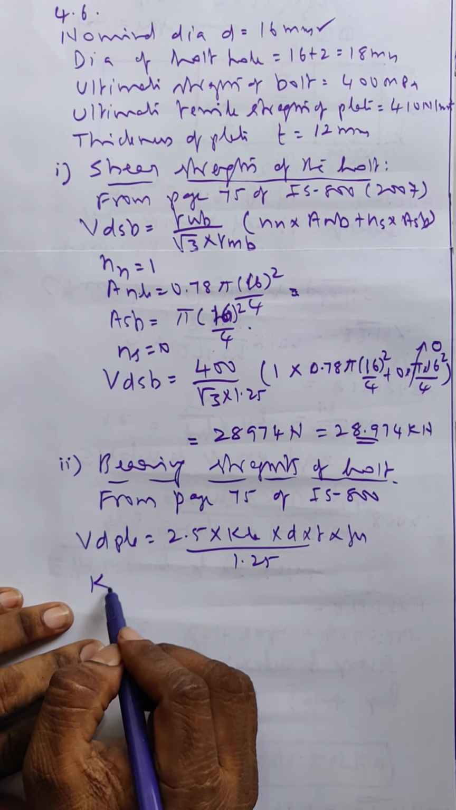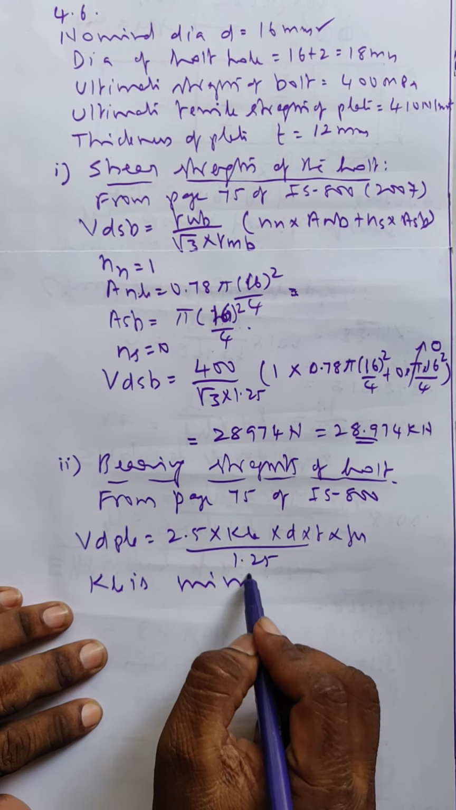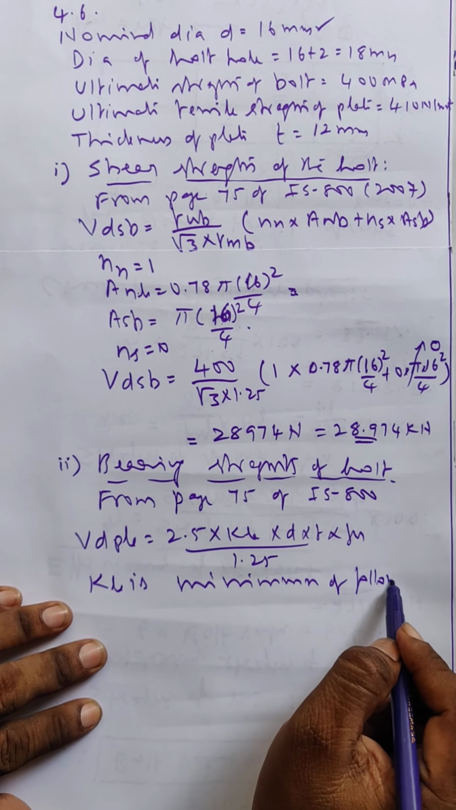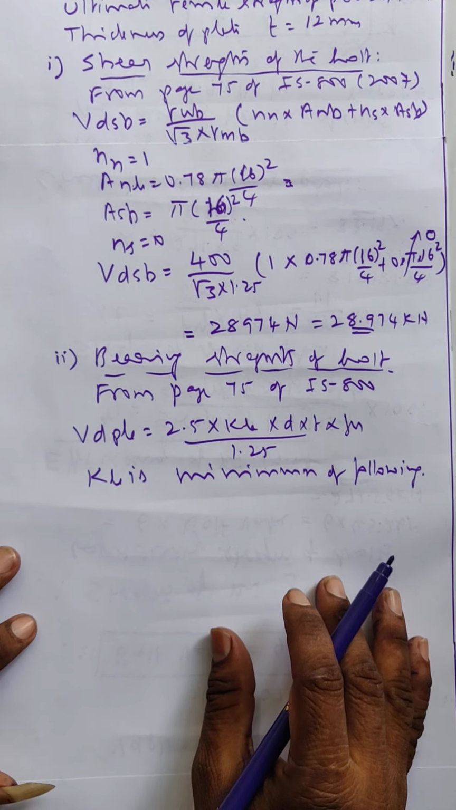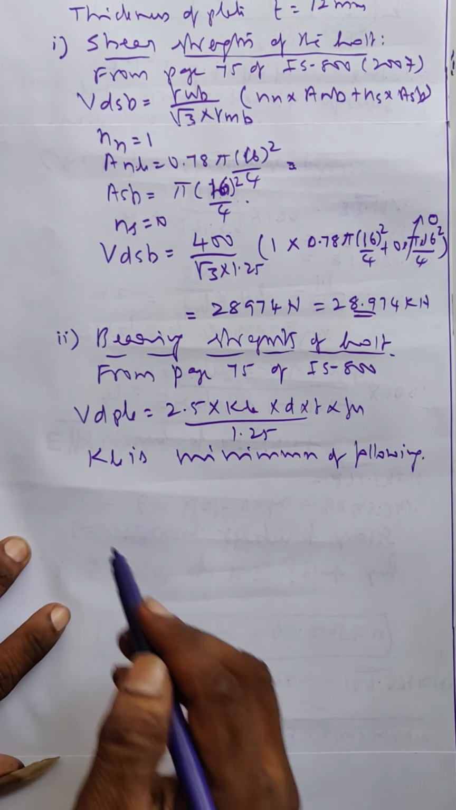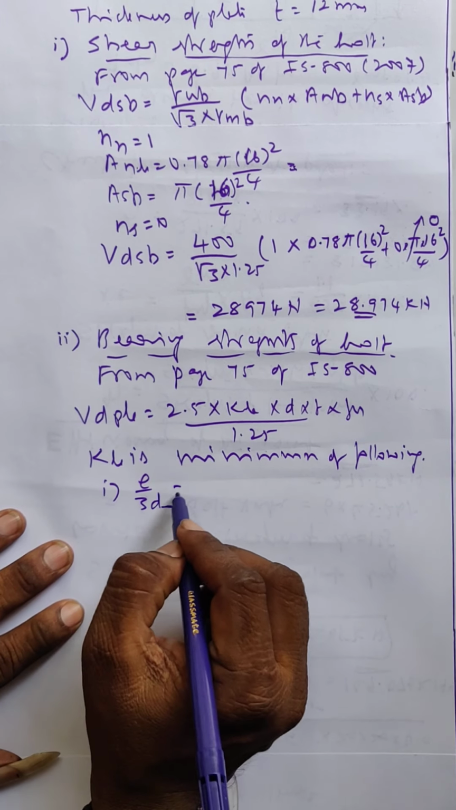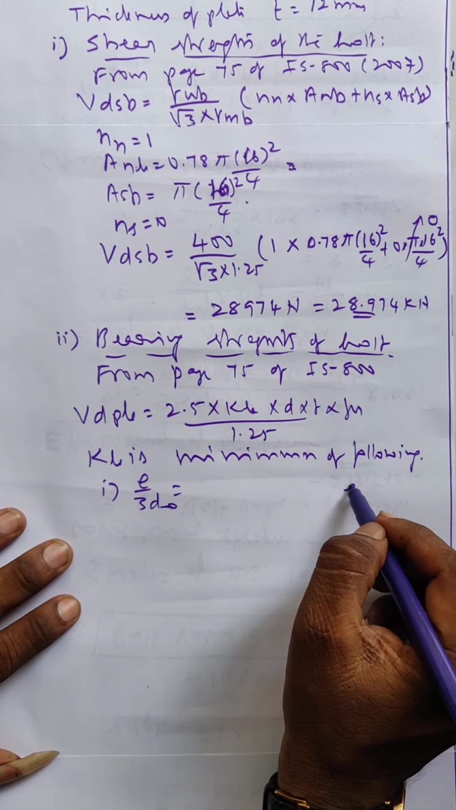So k_b is the minimum of the following. One is e by 3d naught. Here e means edge distance. It is not given, so we have to calculate.